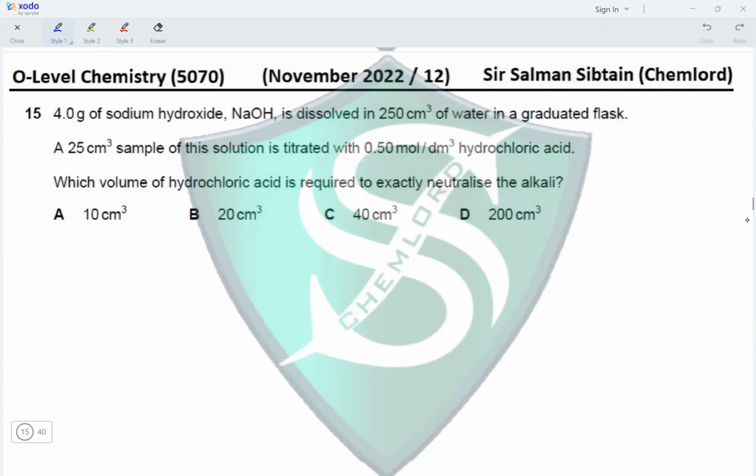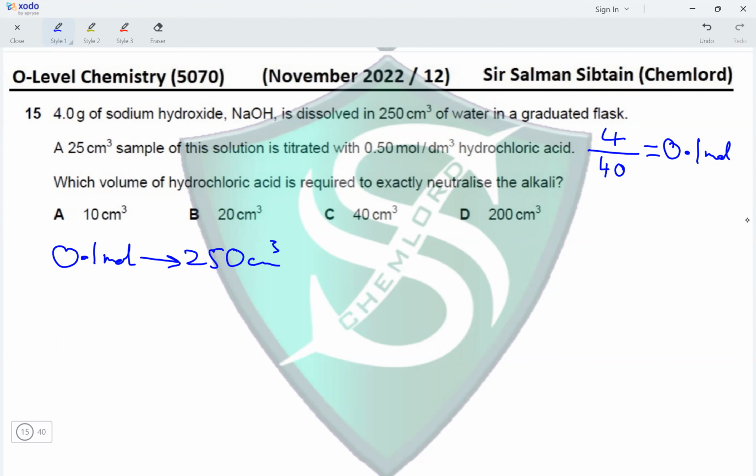Question 15. 4 grams of sodium hydroxide is dissolved in 250 cm cube of water in a graduated flask. So the first thing is we calculate the moles of NaOH. Mass of NaOH given is 4. AR of sodium is 23, AR of oxygen is 16 and AR of hydrogen is 1. 23 plus 16 plus 1 gives us 40. So 4 upon 40 will give us 0.1 moles of NaOH. And this says that 0.1 moles of NaOH is dissolved in 250 cm cube of water.